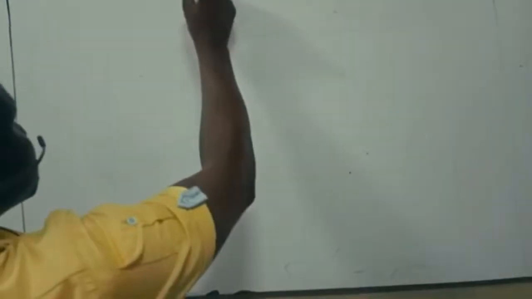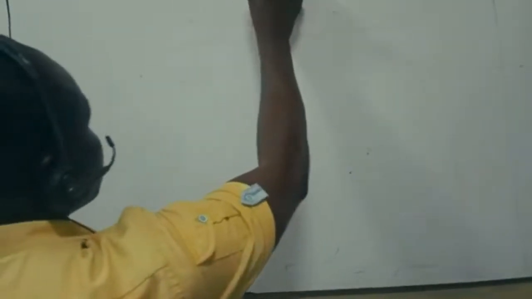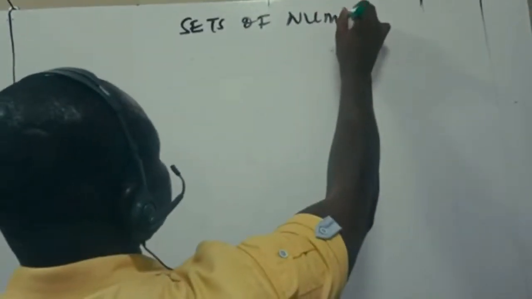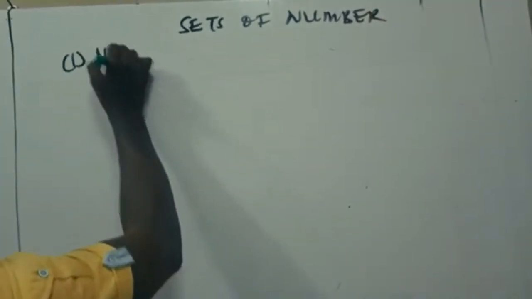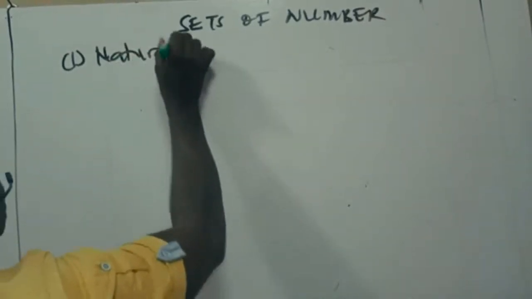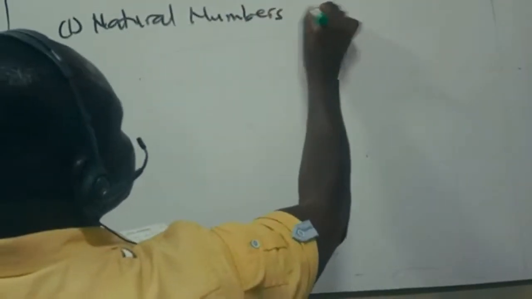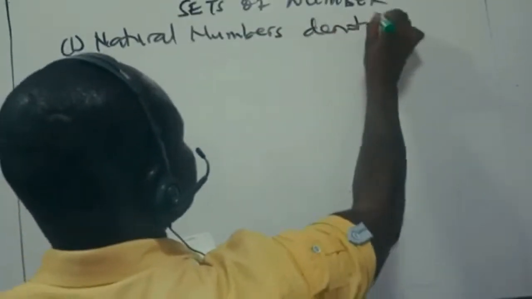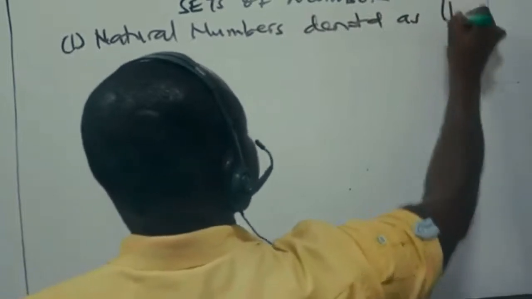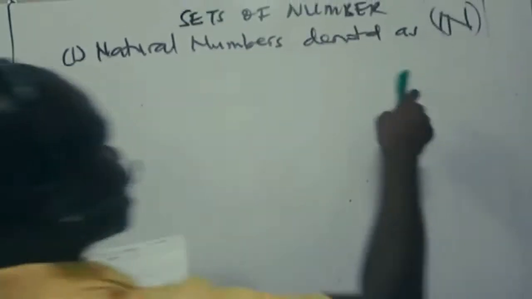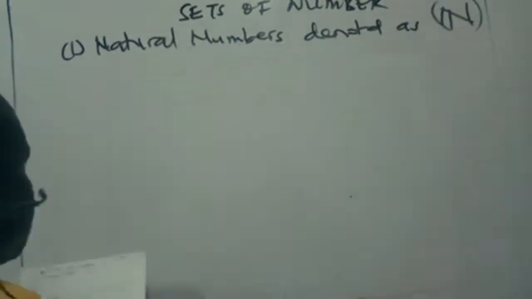Just as I've introduced the set of numbers, the first set of numbers are called the natural numbers. The natural numbers are denoted as N, as we have it on the board.